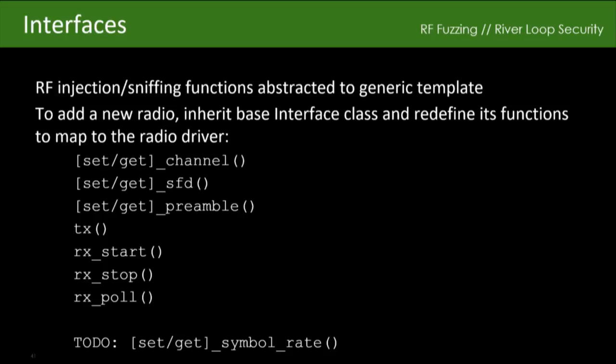And this is to change the channel, but also, if you have the ability on the interface you're working with, to set the SFD or the preamble, and that gets into some of the PHY-layer fuzzing that we'll be using today.